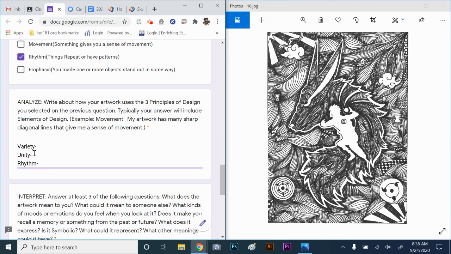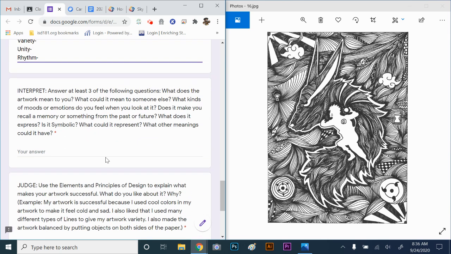Okay. So what you do is for the three, you would just type your explanation of why your artwork has that or how you created that. Okay. Then the third part, interpret. So all I want you to do for this is basically tell me what the artwork means to you, what it could mean to somebody else, if you get any moods or emotions from it, things like that. Okay. So I just want a minimum of 3 statements.